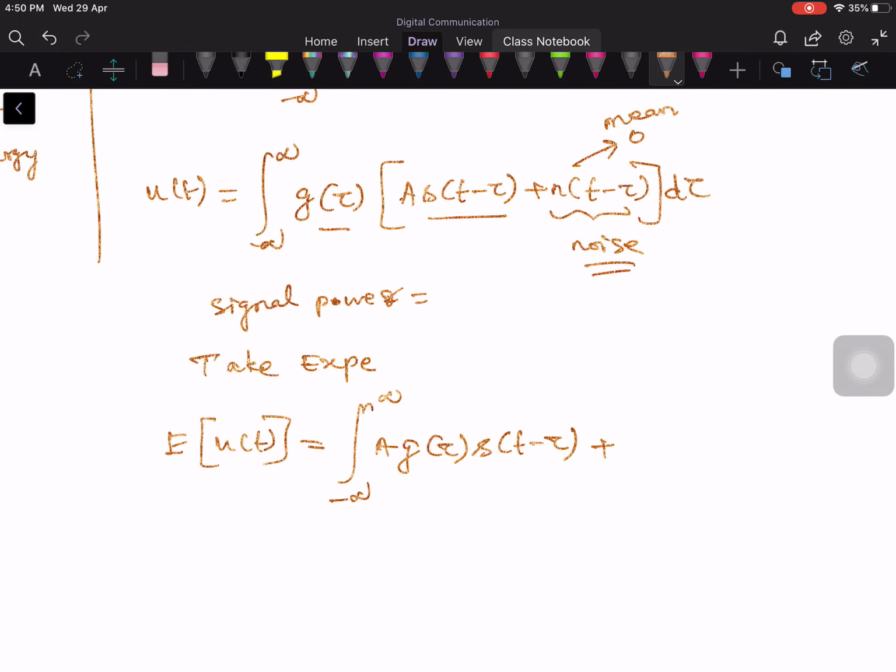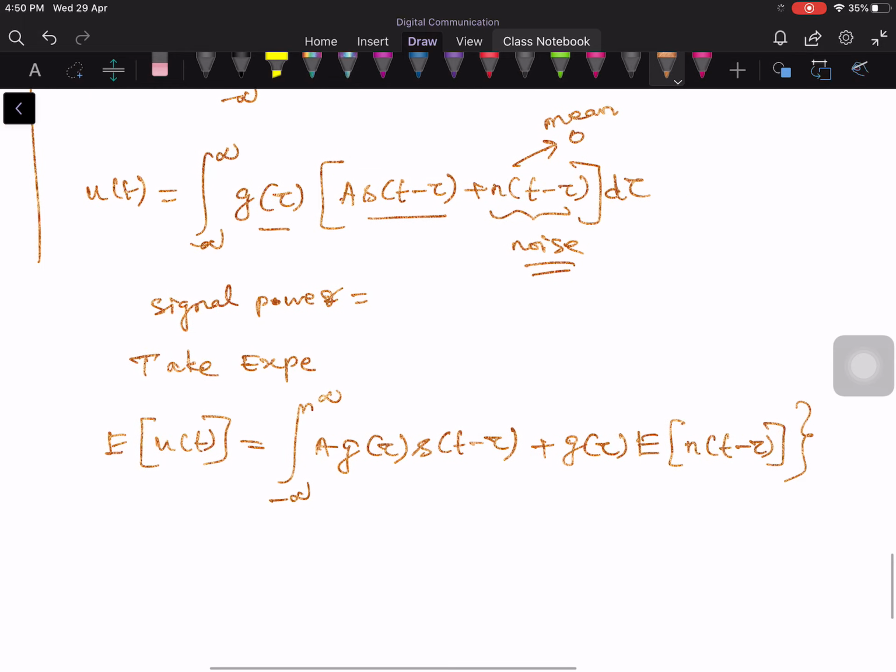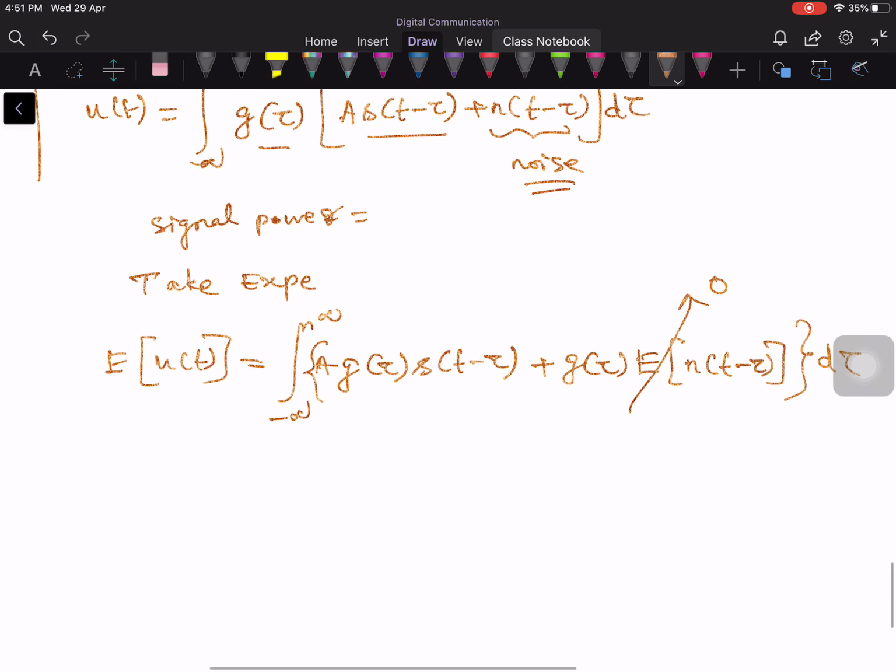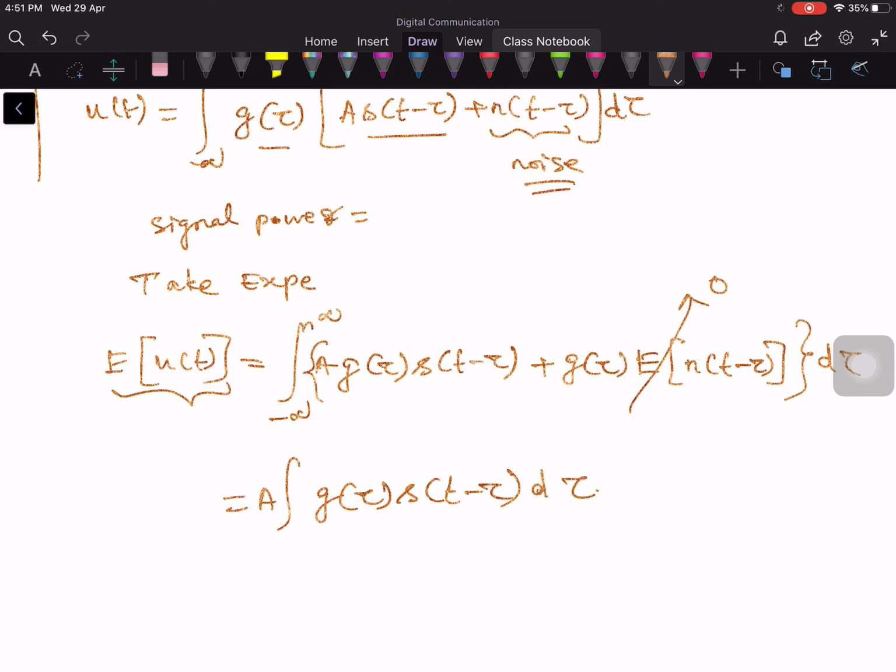plus g(tau) times the expected value of n(t minus tau), the whole thing multiplied by d tau, and anyway this is going to be 0 because we assumed zero mean noise. So this is the integral of, you can take A outside, g(tau) s(t minus tau) d tau. This expected value we denoted by A times r(t).